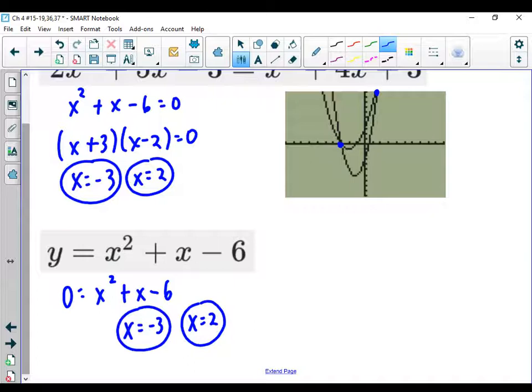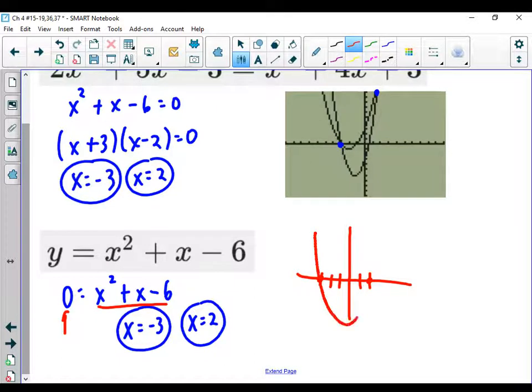But this is really a different situation in terms of the graph itself, because what I really found here was, when is this equation, x squared plus x minus 6, equal to this, y equals 0? Or in other words, what we just found was the x-intercepts for a single parabola.